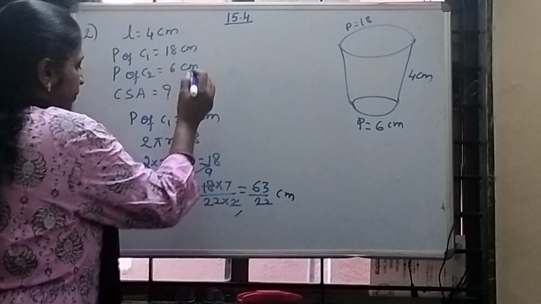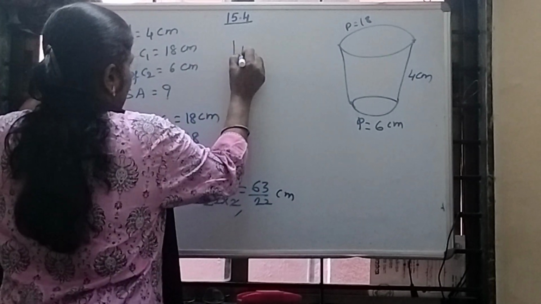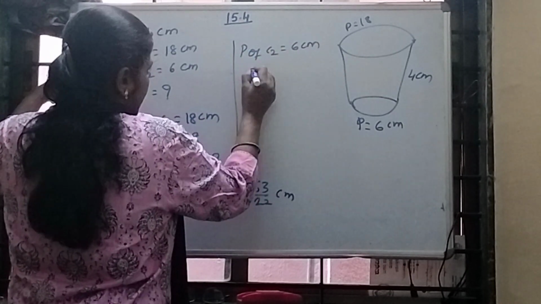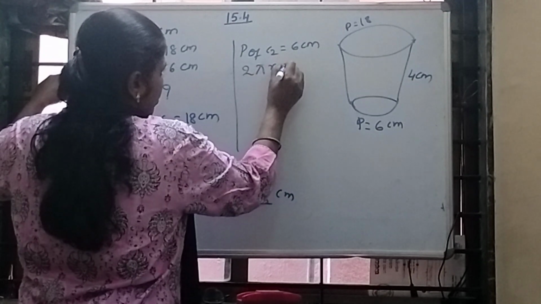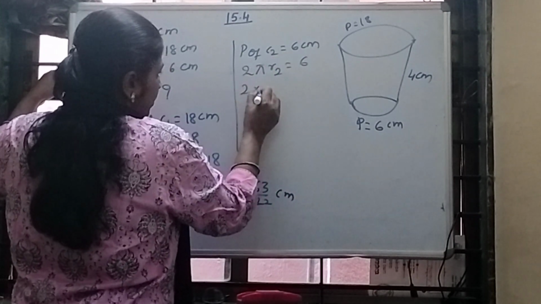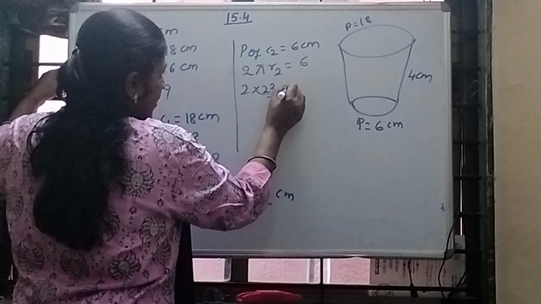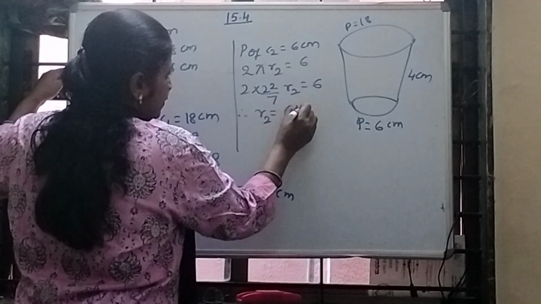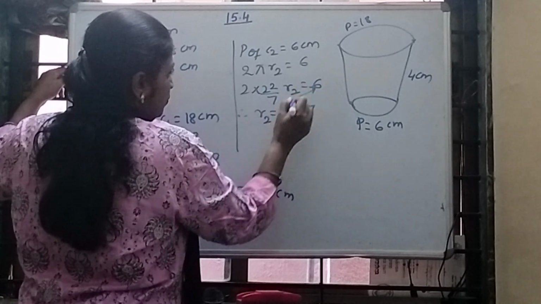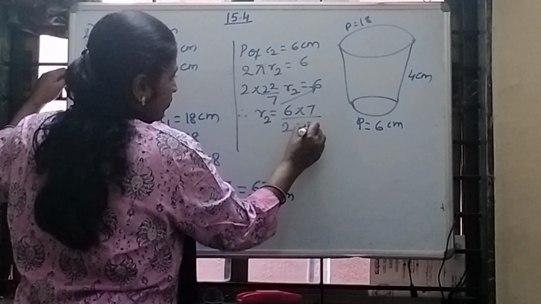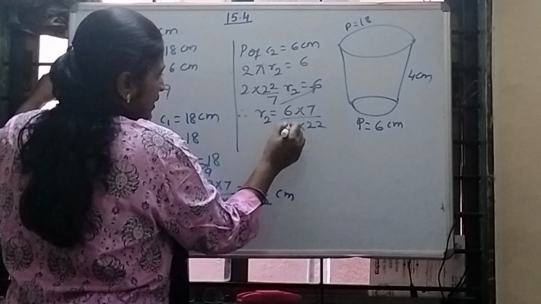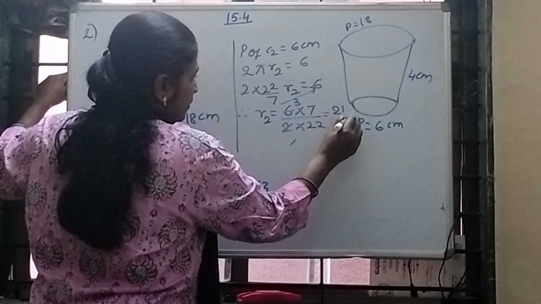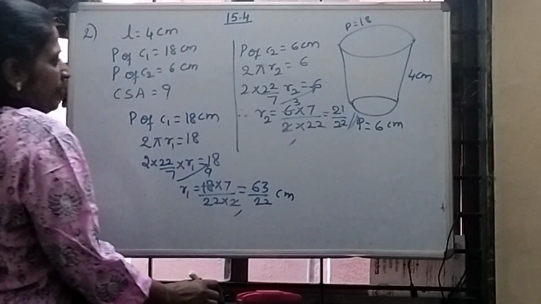Now we'll find R2. The perimeter of circle 2 is 6 centimeters. So 2 pi R2 is equal to 6, that is 2 into 22 by 7 R2 is equal to 6. Therefore R2 is equal to 6 into 7, again 7 goes to the numerator, divided by 2 into 22. Two threes are 6, and 7 threes are 21 by 22. This is R2 we got.